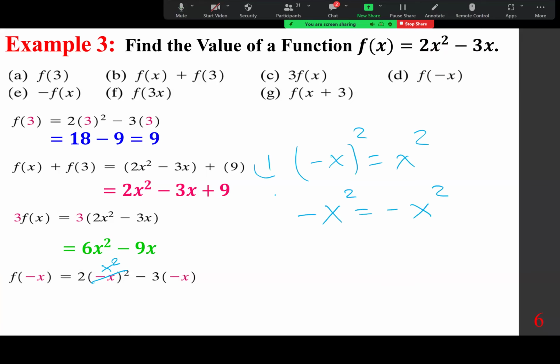So number 1 and number 2 are two different things. What is the difference? This one, the negative is being raised to the power of 2 and becomes positive. This one, the negative remains outside. First raise this to the power of 2 and then multiply by negative. So those are two different things. So 2x squared plus 3x is the answer.